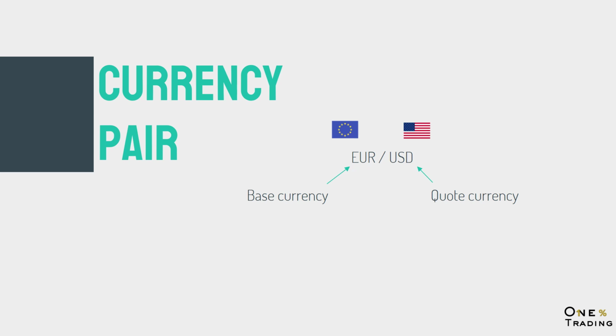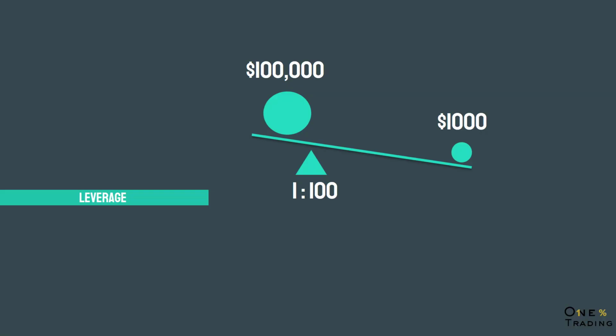Now let's explain why Forex is more popular than other financial instruments. One of the reasons is leverage. What leverage means is that if you have a very small amount of money, you can actually control a much larger amount with leverage that is provided to you by your broker. That may be 1 to 30 or 1 to 100 or even 1 to 500.